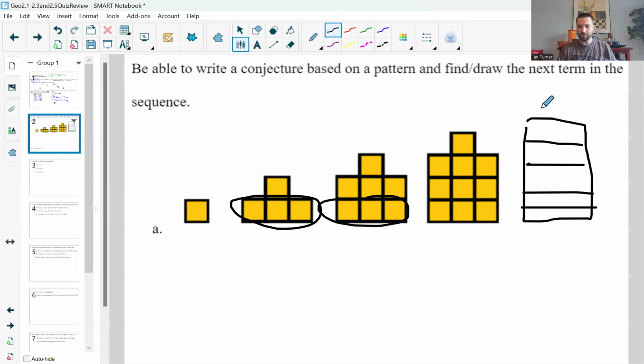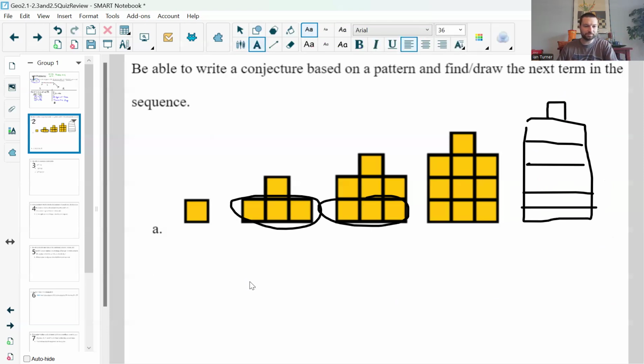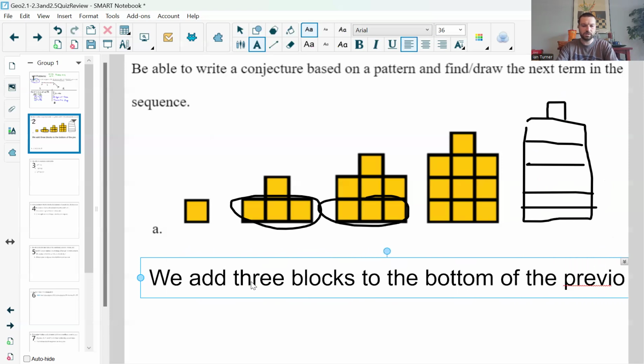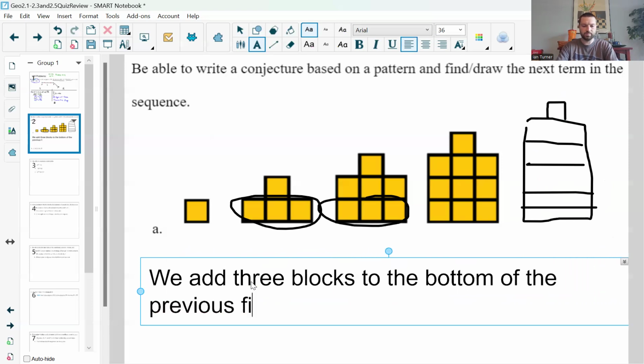Did I do one too many, I feel like? Did one too many. You get it. Draw the next one in the pattern, and then we'd say something like, maybe I'll just type it. We add three blocks to the bottom of the previous figure. Okay? That'd be your answer.